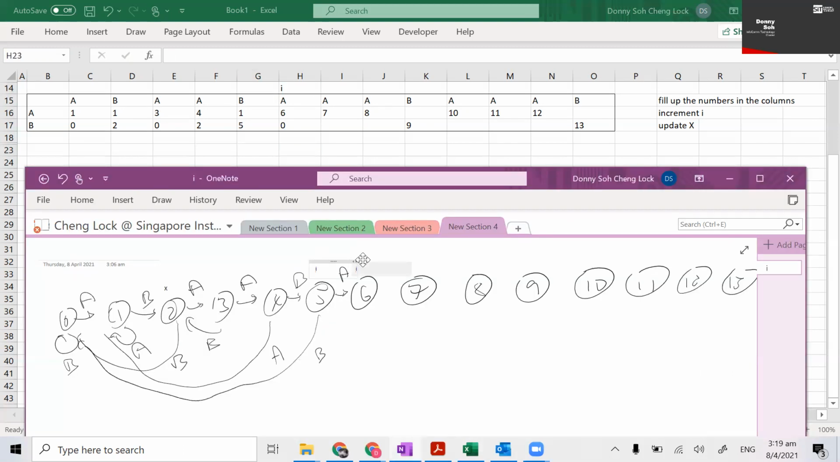Will go to the next over here and update my X. What will happen to X if I feed it with an A? It will go to state 3. Okay, good. 6 to 7 is another A. What will happen to our X state if it sees a B? It goes to state 2.